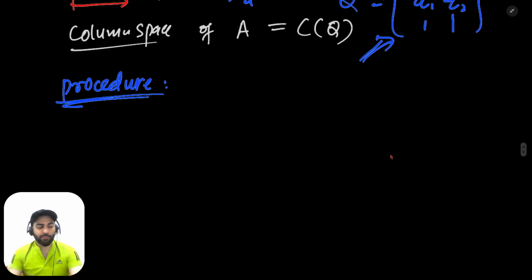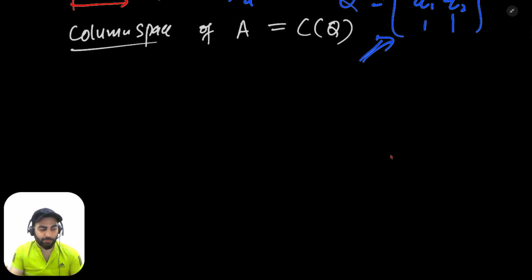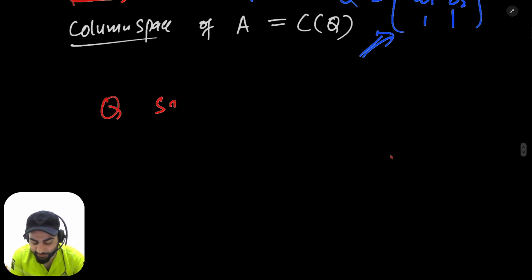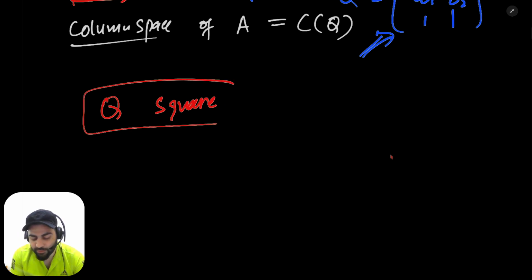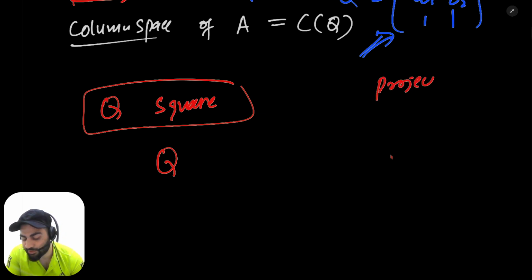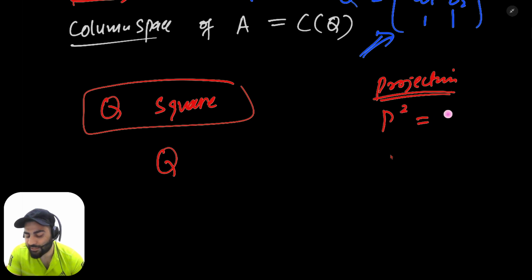Now one more thing before going to the procedure: I want to again quote a property. If this Q is a square matrix, really good, and you square it, you know this about projection matrices. What about projection matrices? You know that if you have a projection, P squared is again P. This is the thing that we learned. If you apply the projection twice, that gives you the projection back. That's the property that you learned.